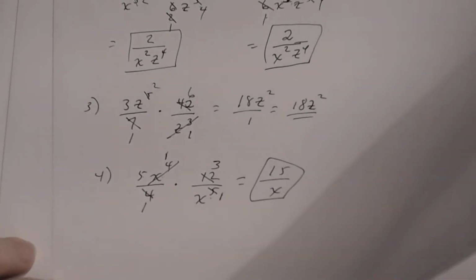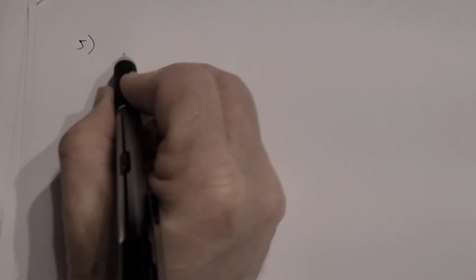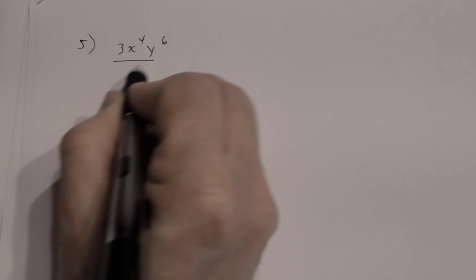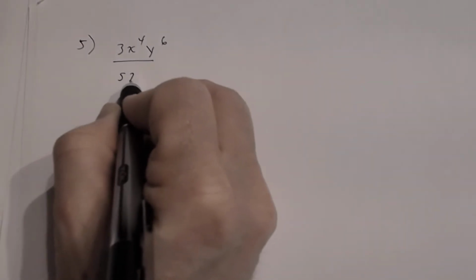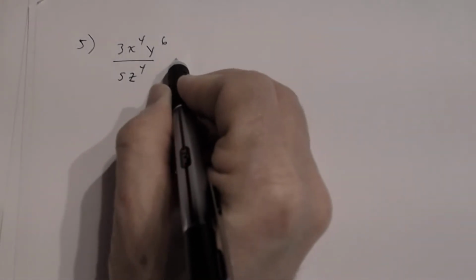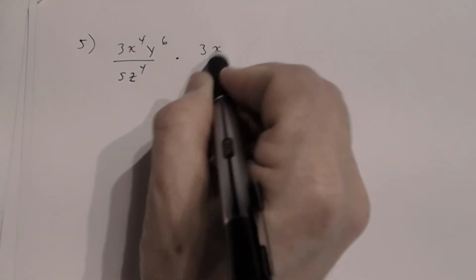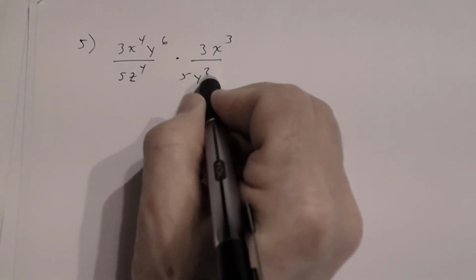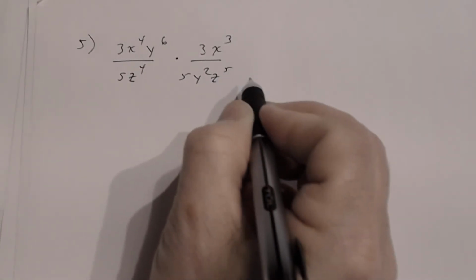Number 5. Let's suppose we had this for number 5: 3 x to the fourth y to the sixth divided by 5 z to the fourth, times 3 x cubed divided by 5 y squared z to the fifth.